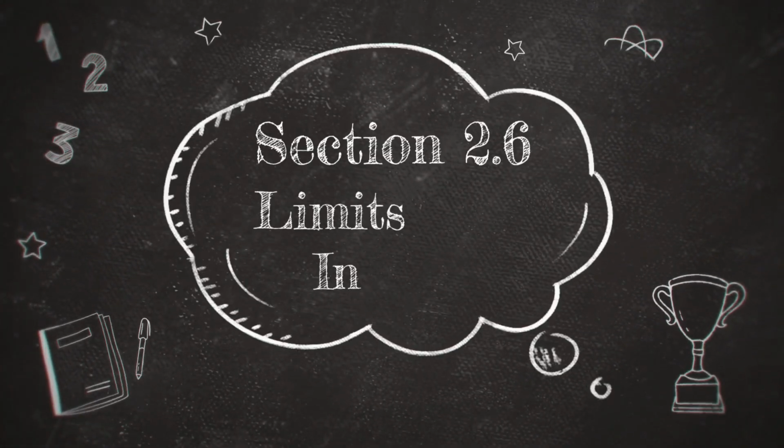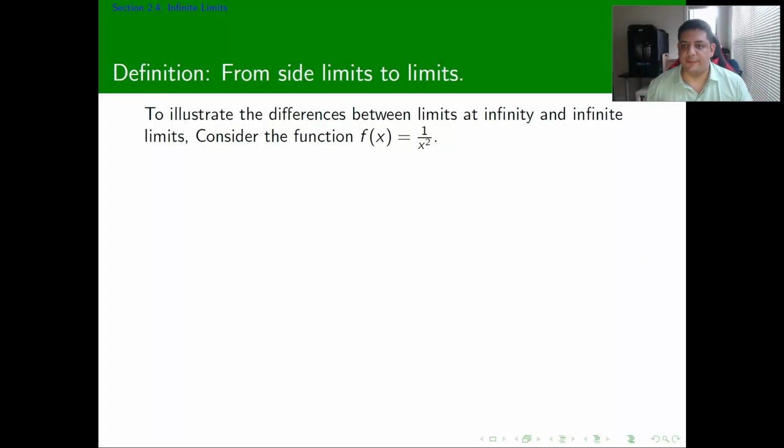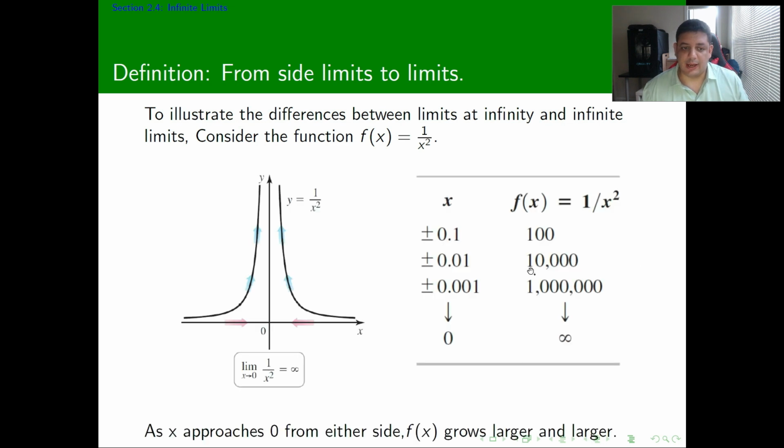Hello everyone, this is going to be section 2.6 on limits at infinity. To show the difference between limits at infinity and infinite limits, let's consider the function 1 over x squared. Notice this is the graph of the function 1 over x squared, and the first thing that we're going to see is what happens if we approach 0.